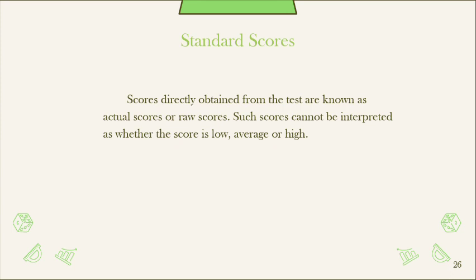So, scores directly obtained from the test are known as actual scores or raw scores. Yung mga scores mismo ng mga estudyante na nakukuha sa isang test, yan yung tinatawag nating actual scores or raw score. So, such scores cannot be interpreted as whether the score is low, average, or high. So, kung i-base mo lang siya doon sa mismo score, hindi natin siya masasabi na yung score ba na yun is mataas ba or mababa. Kaya gagamitan natin siya itong types of standard scores.